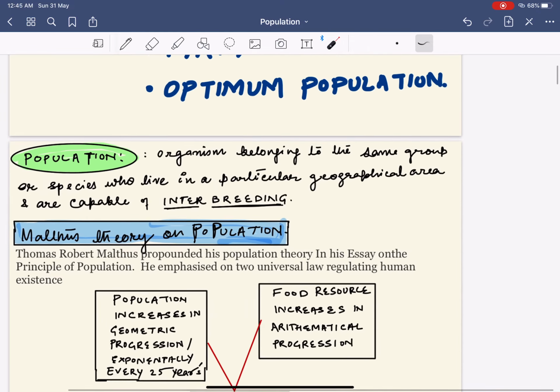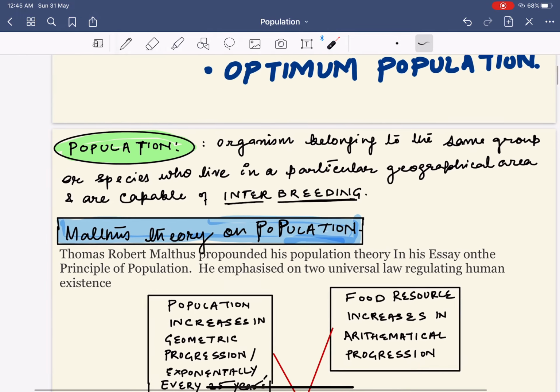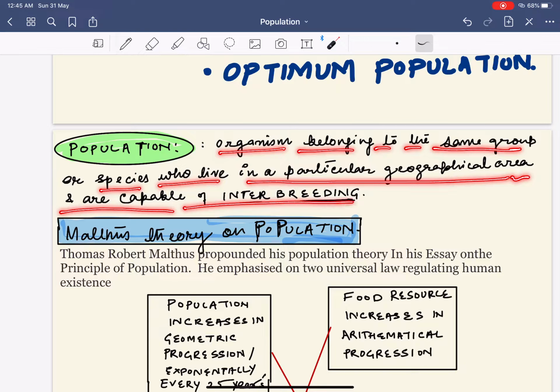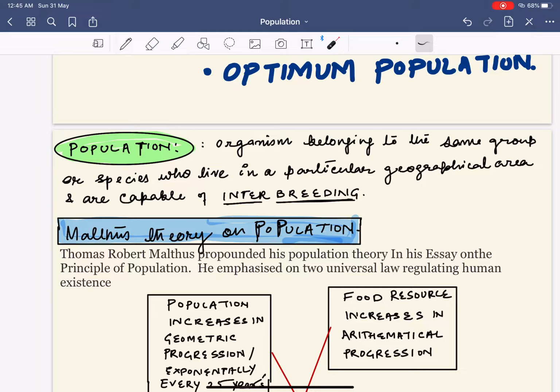Now before beginning, let us understand what population means. This is a simple definition that I have found over the net. Organisms belonging to the same group or species who live in a particular geographical area and are capable of interbreeding. Simple. Organisms living in a particular geographical area and which are capable of interbreeding.